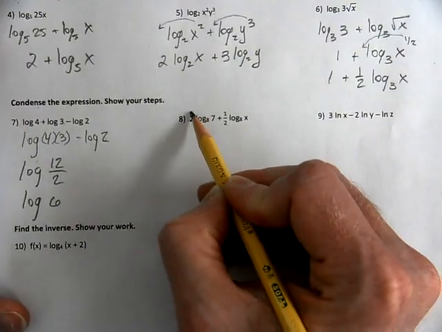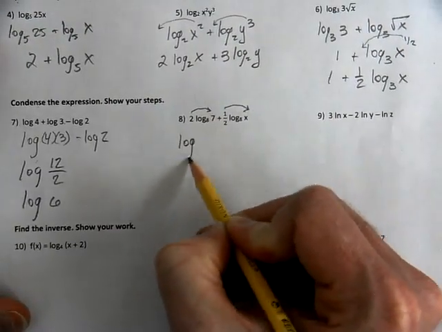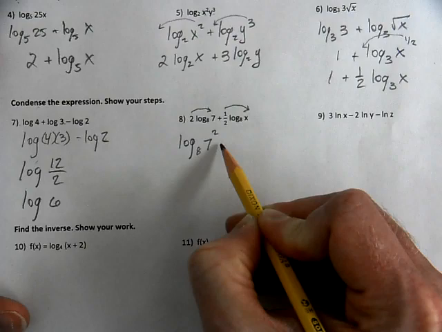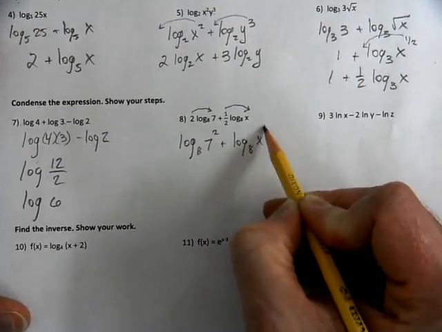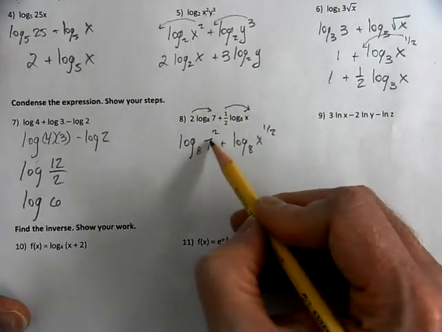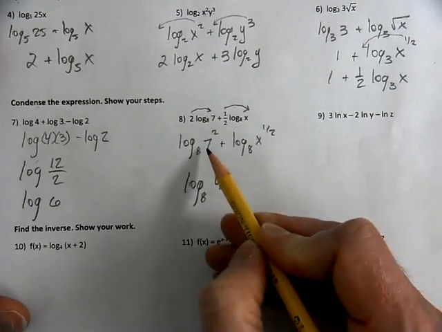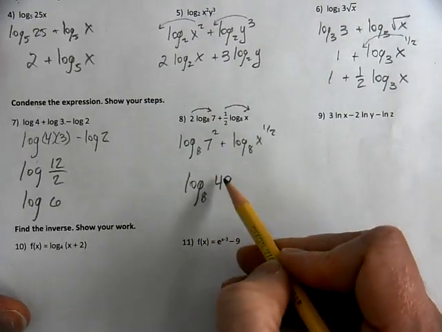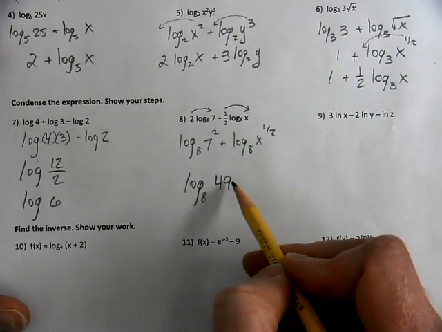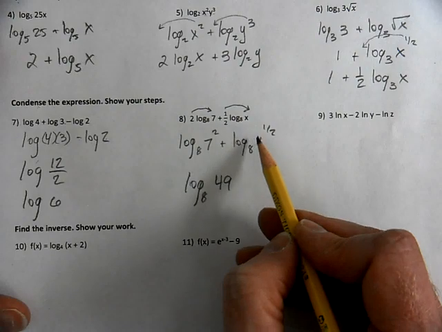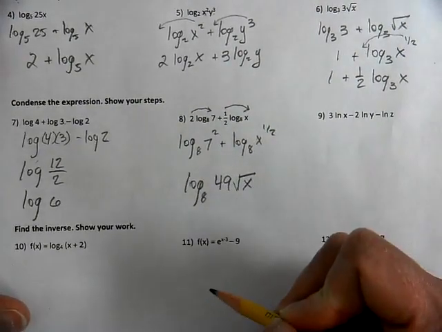Here we have a value in front of the log, so we write it up as an exponent. So that's 7 squared. Log base 8 of x to the half power. Seven squared is 49. The plus means we're going to multiply two values together. X to the half power is the square root of x.